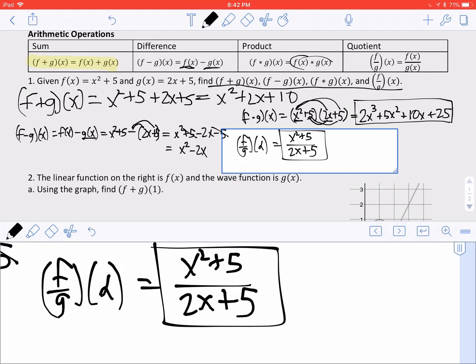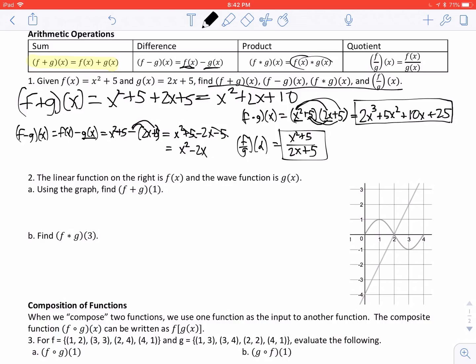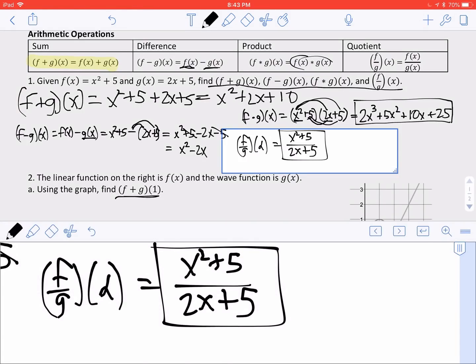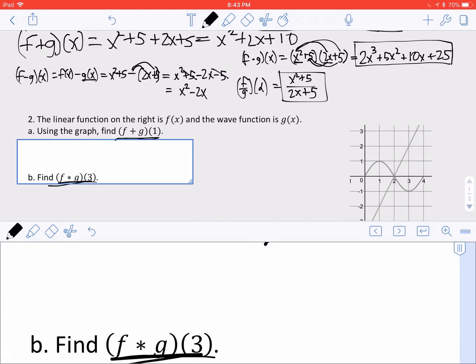Okay, so here we have a similar question. Using the graph, we're going to find these operations. So on the graph, we have to remember that finding the y values is the same as finding f of an x value, right? So to find f plus g of 1, first of all, that means I'm going to find f of 1 plus g of 1.